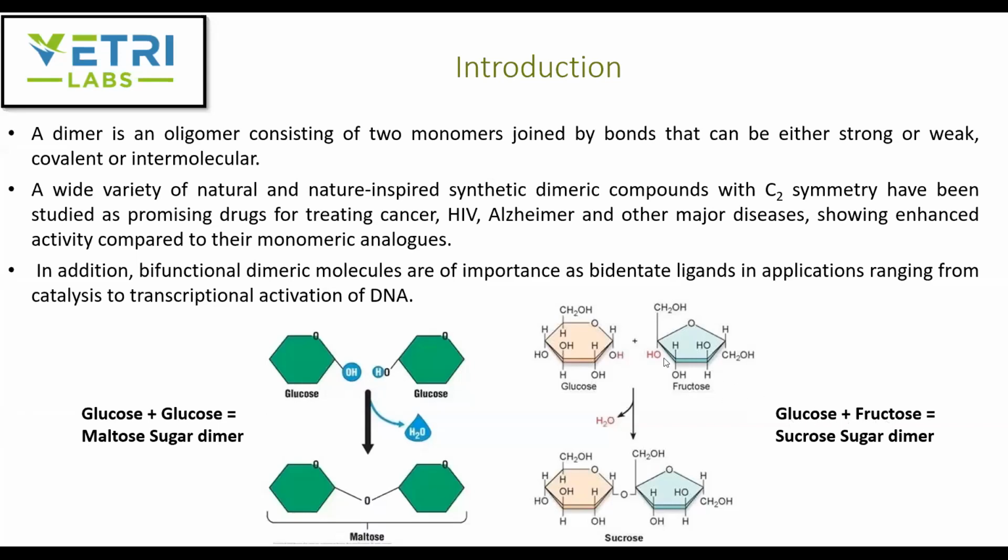Dimeric molecules can have different symmetry, but the dimeric compounds with C2 symmetry have been studied as promising drugs for cancer treatment, HIV, Alzheimer's, and other major diseases, showing around 1,000 times enhanced activity compared to their monomeric analogs. In addition, these bifunctional dimeric molecules are of great importance. They are bidentate ligands with applications ranging from catalysis to transcriptional activation of DNA.